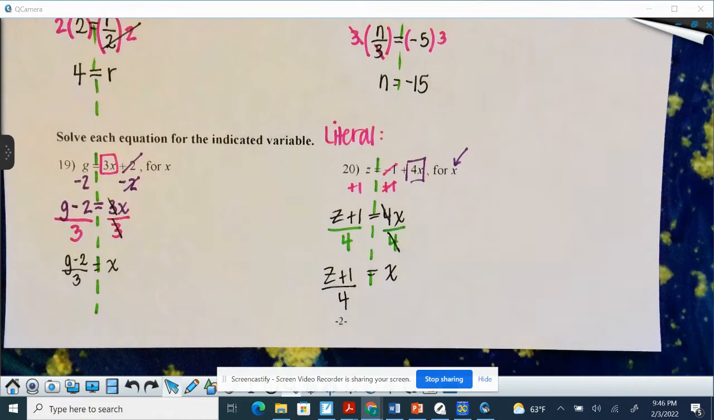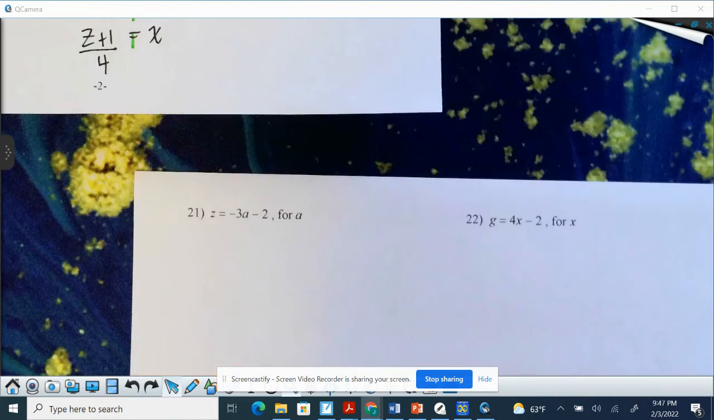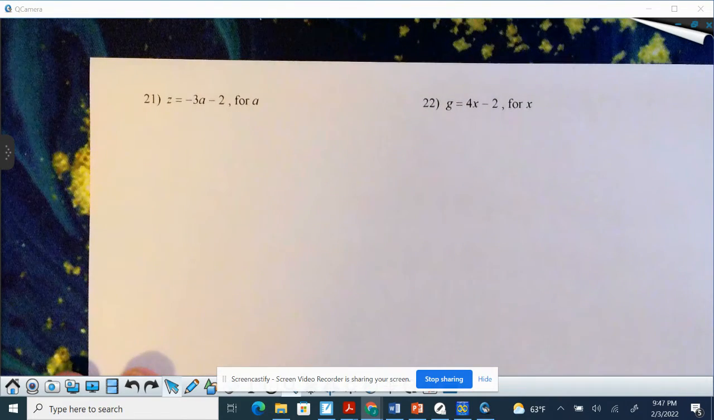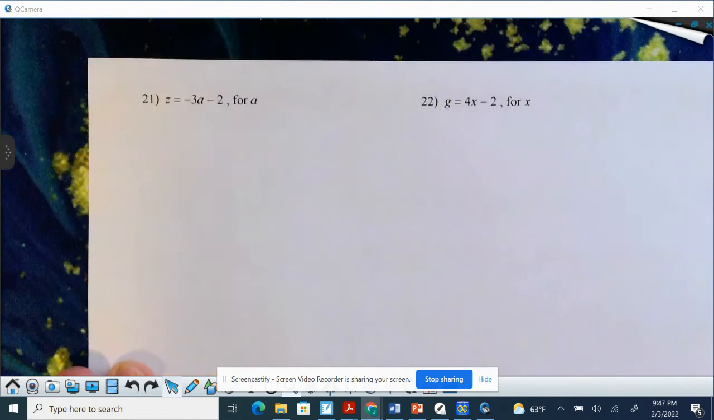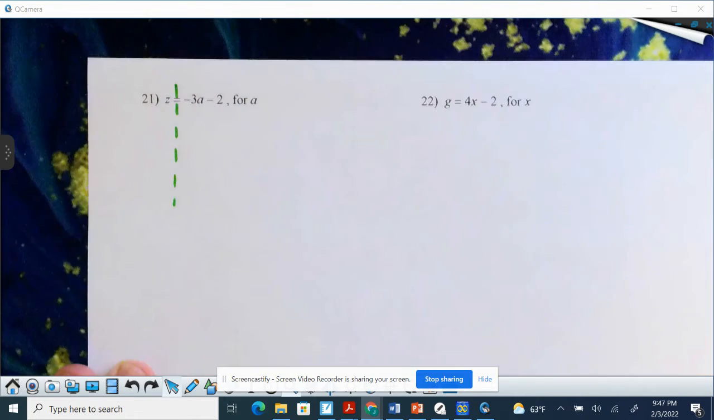I promise. We won't do any more till next class. Okay. Again, they're exactly the same. Exactly the same as the last 2. Just different numbers. So, my honors guys, all you peeps out there who are feeling adventurous on a Friday, pause it. Great divide. Solve for A.